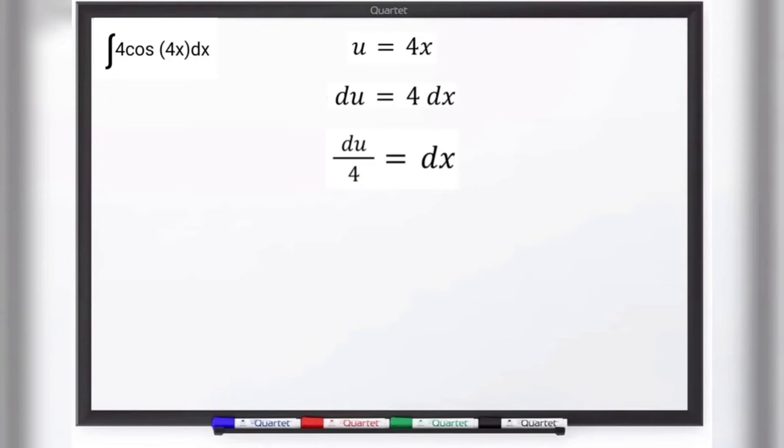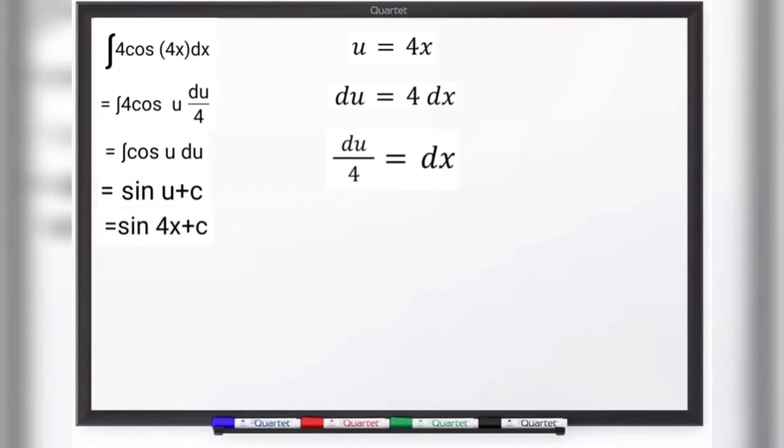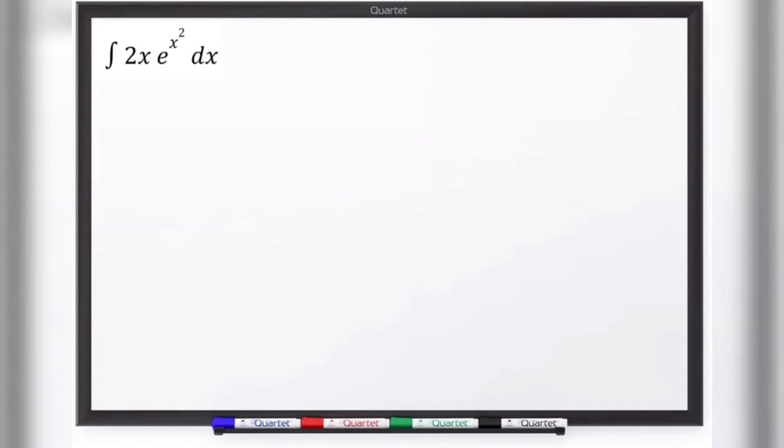So now we replace 4x with u and dx with du over 4. And now we have 4 cos u du over 4. Here we can cancel out 4, so we get cos u du. The antiderivative of cos u is sine u plus c. And the last thing we need to do is replace u with 4x, and the final answer will be sine 4x plus c.